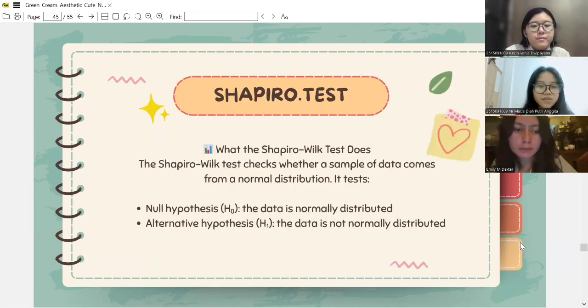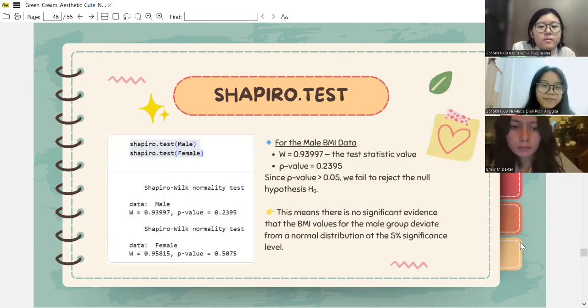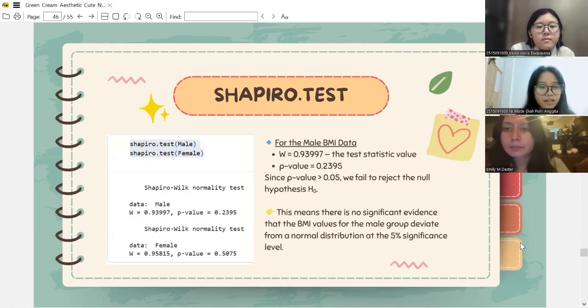So we now do the first task, which is the Shapiro test, to check whether the sample of the data comes from a normal distribution or not. Next. As I said before, we use R language on Google Colab. So this is the formula of the Shapiro test and the result below.